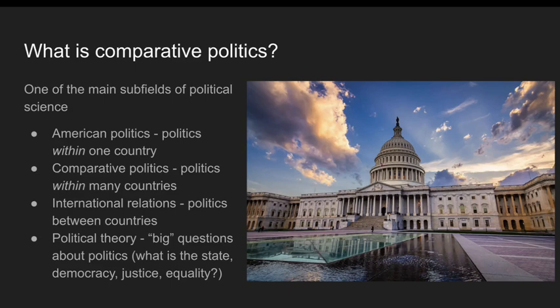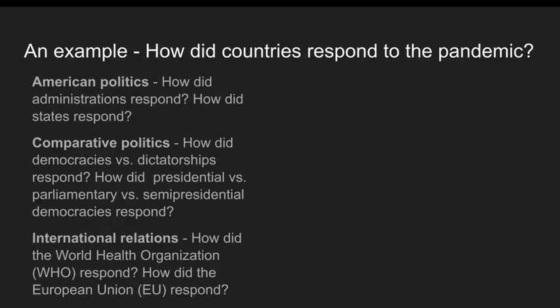International relations is the politics between countries. So we're not looking at what happens within countries, either with one case study or across many case studies, but we're looking at how countries interact with each other on the international stage. And then political theory focuses on those main important questions about who is supposed to get what, i.e., what is politics. So what is a state, what is democracy, what is justice, what is equality, etc.